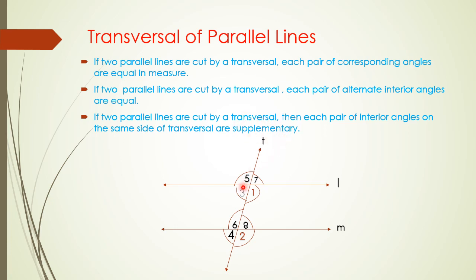So the third point: interior angles on the same side of the transversal. T is the transversal. So interior angles on the same side, that is angle 3 and angle 6. They are interior angles on the same side, the left side of the transversal. In the example we have got angle 3 as 70 degrees and angle 6 as 110 degrees. So 70 plus 110, what do you get? 180. That is, interior angles on the same side of the transversal are supplementary, 180.